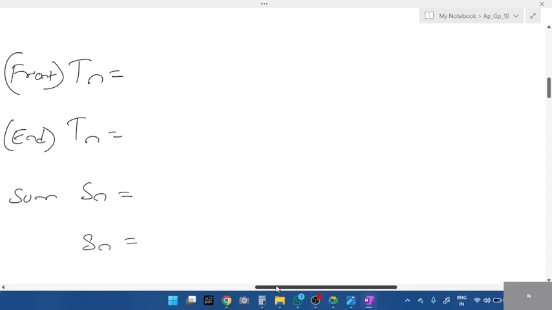All of you completed the AP question? Okay, try GP. Yes, write the GP formulas. Even GP has the same four: for the front one, from the end, and for the sum it has two. For R less than 1 you'll have one formula, and for R greater than 1 another.